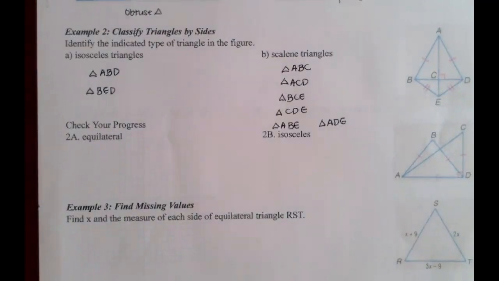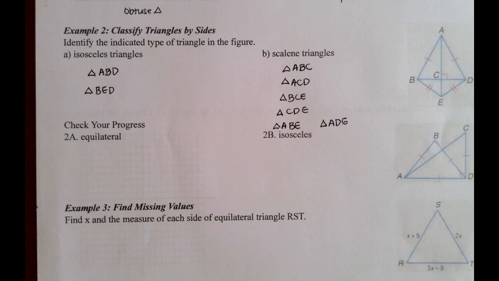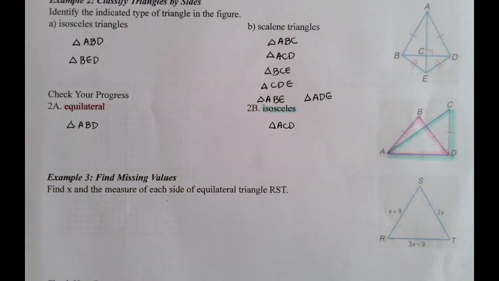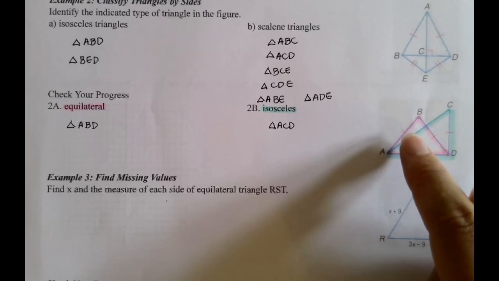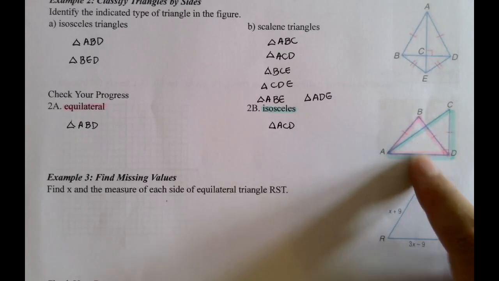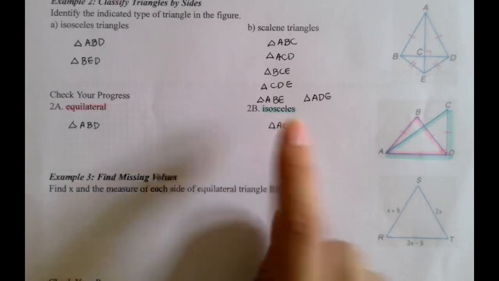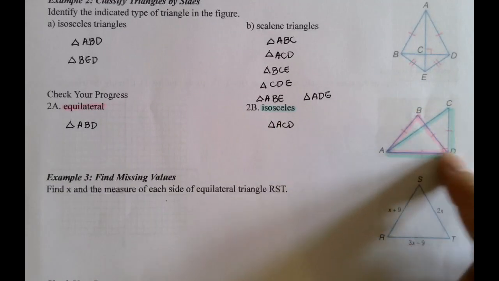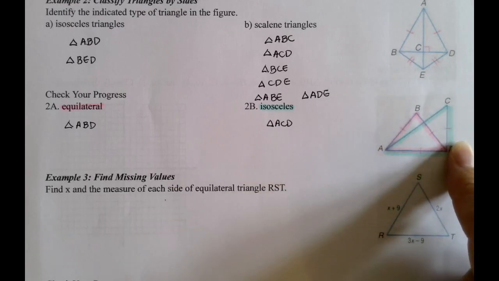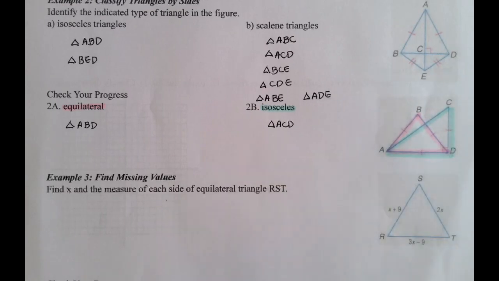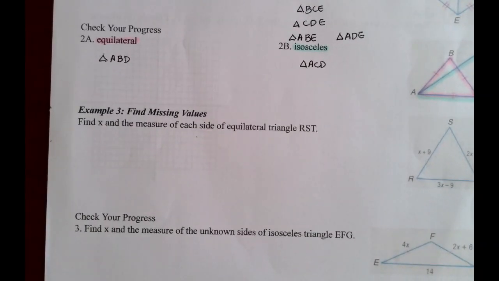So here, why don't you try check your progress, 2A and 2B, and then come check your answer when you're done. So our equilateral triangle is triangle ABD here that I highlighted in pink. Equilateral because all the sides are the same with one tick mark here. And then 2B isosceles, at least two of them are the same, as this triangle here, ACD, because AD and CD are congruent.